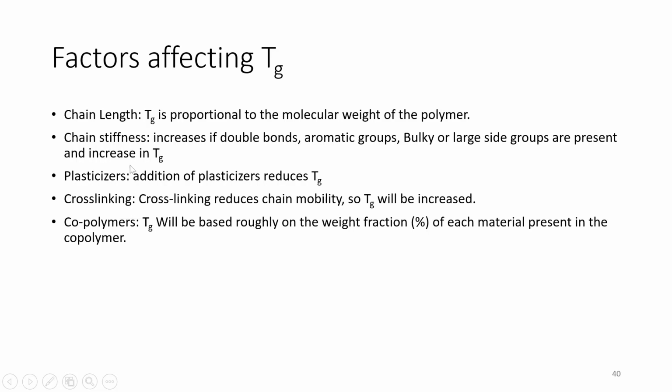Plasticizers, this one reduces Tg. You should remember, if you are adding plasticizers, it will be increasing plasticity and toughness of the material and also reducing Tg. Cross-linking: if you have material highly cross-linked, it will be reducing chain mobility, so Tg will be increased. Copolymers: Tg will be based roughly on the weight fraction of each material present in the copolymer. So there will be a rule of mixture.